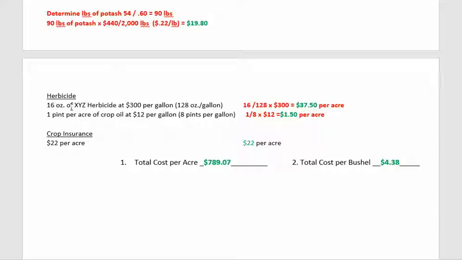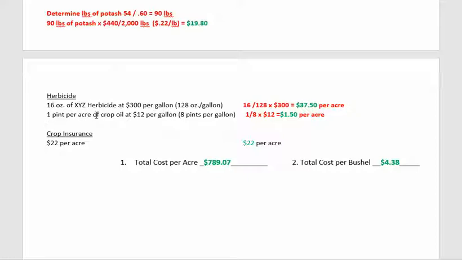Herbicide, 16 ounces of XYZ herbicide. It's priced at $300 a gallon. There's 128 ounces in a gallon, so let's figure out how much of a gallon we use. 16 ounces is a pint, by the way, but 16 ounces divided by 128 ounces in a gallon times $300 a gallon equals $37.50 for 1 pint. Okay, so that's $37.50 per acre cost of herbicide.